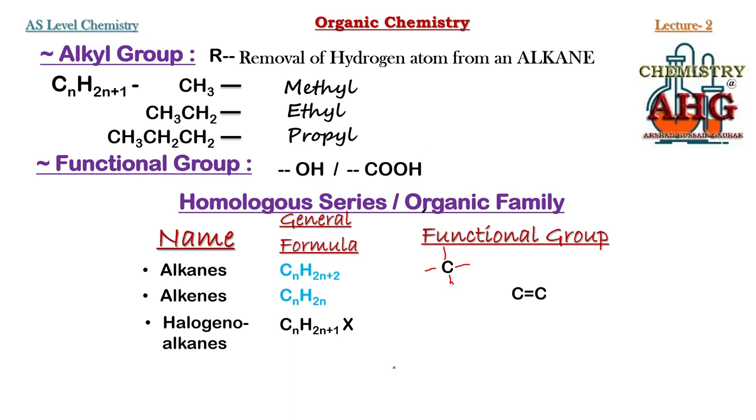What can be the halogen? It can be fluorine, chlorine, bromine, iodine. It is very simple, you can remember the general formula by keeping in mind the general formula for the alkyl group.